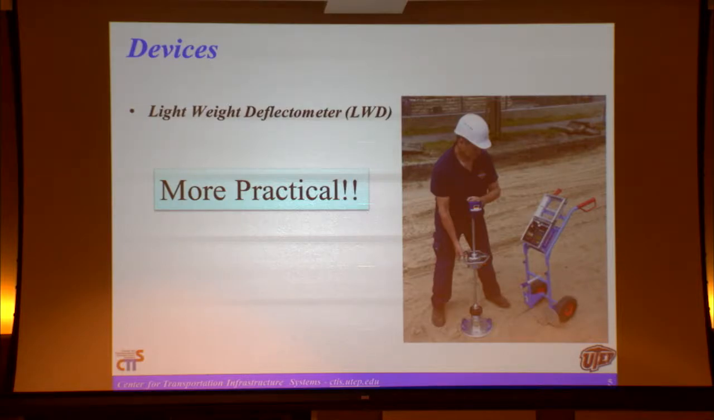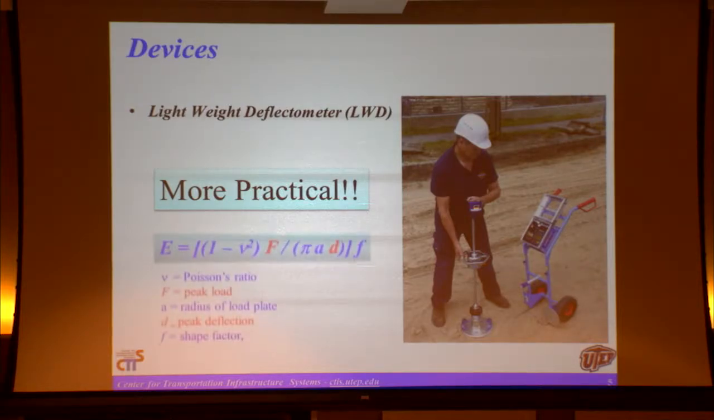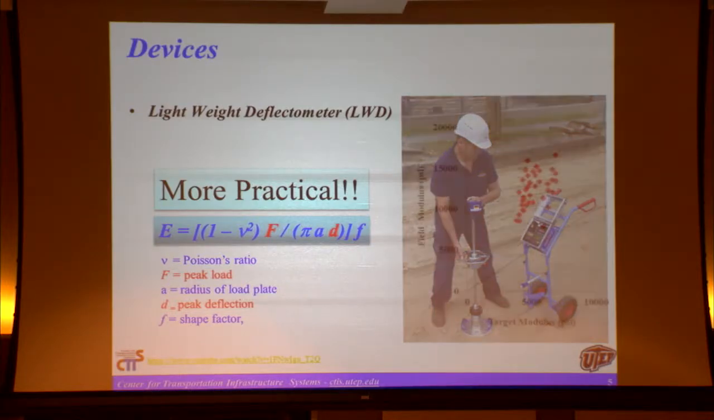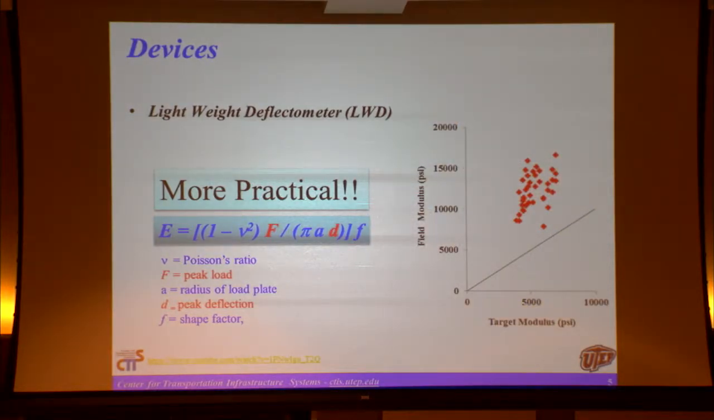Okay. So the analysis is pretty straightforward. You assume a Poisson's ratio, you measure or assume a load, and you measure the deflection. The machine gives you the deflection, and you just put it in this equation and you can get the modulus. And you run the test.